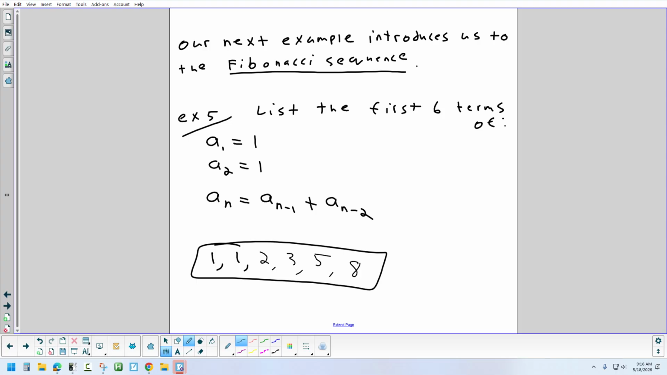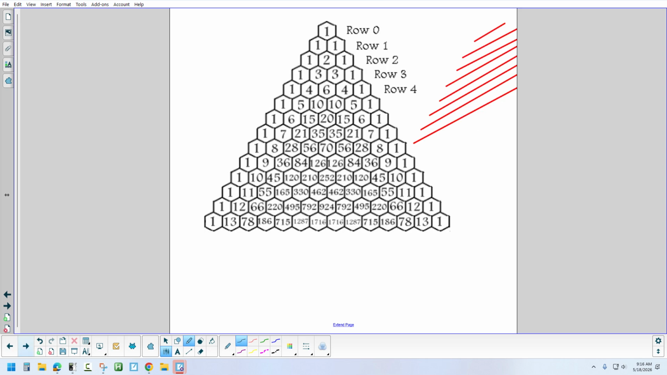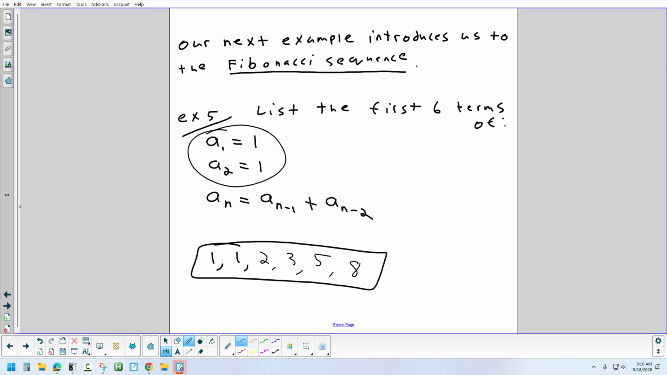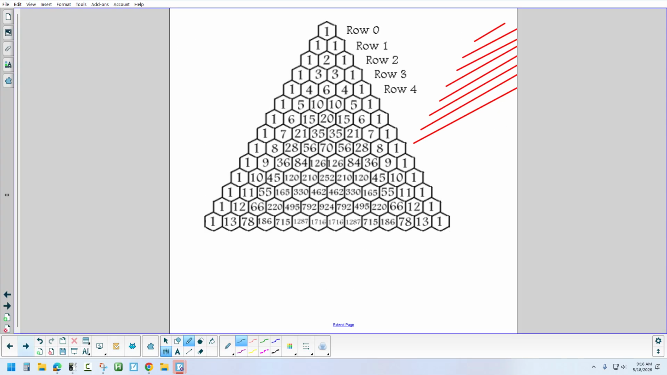Okay, so that's called the Fibonacci sequence. It's the sum of the two terms that come before the one you're looking for. That's why they had to start you off with the first two. Now, this Fibonacci sequence, 1, 1, 2, 3, 5, 8, it comes up a lot. And we see it in different areas.